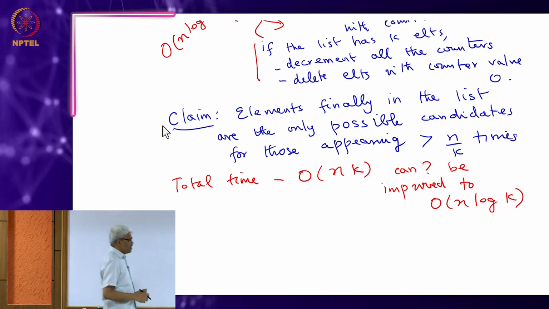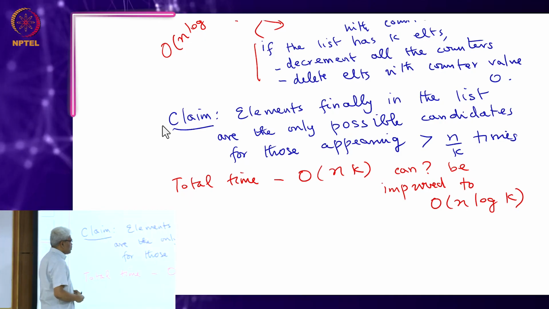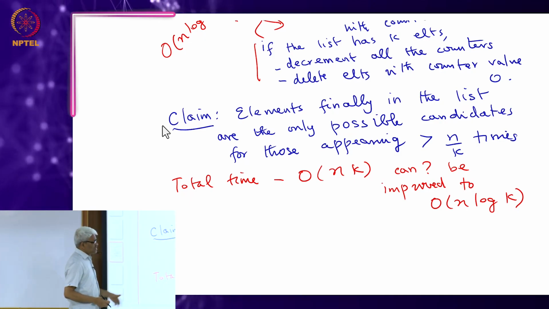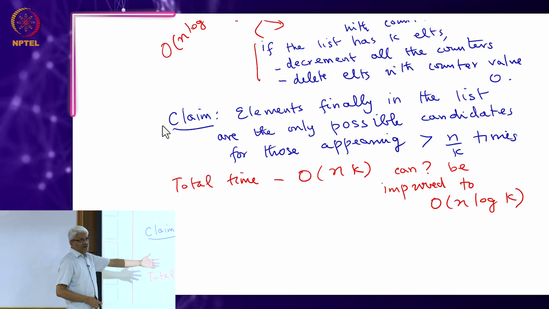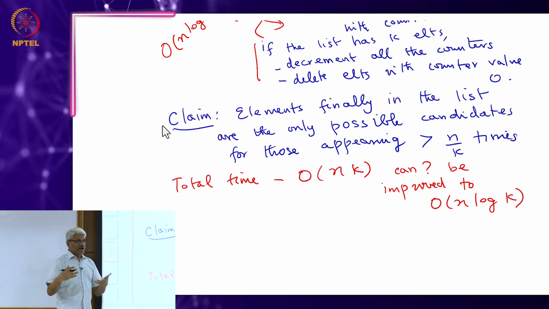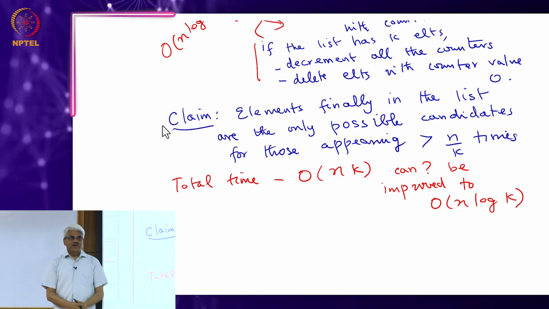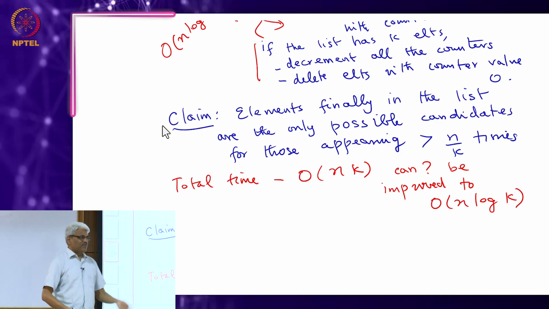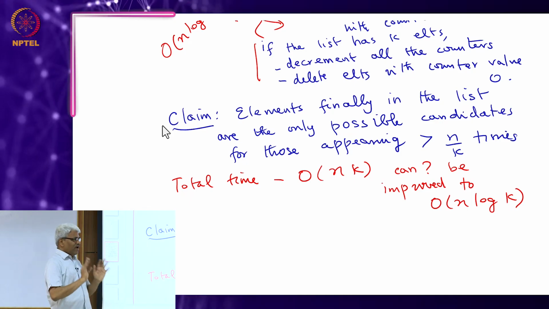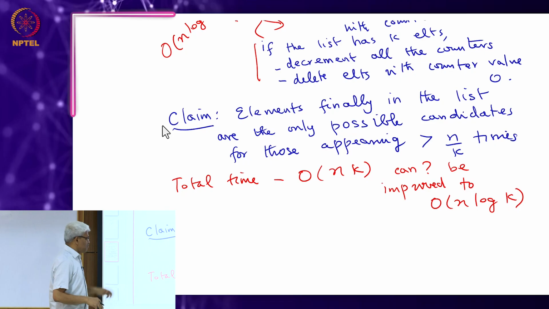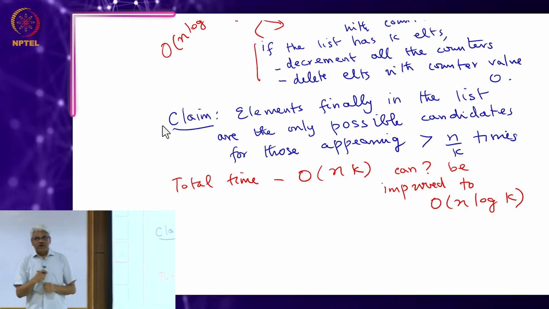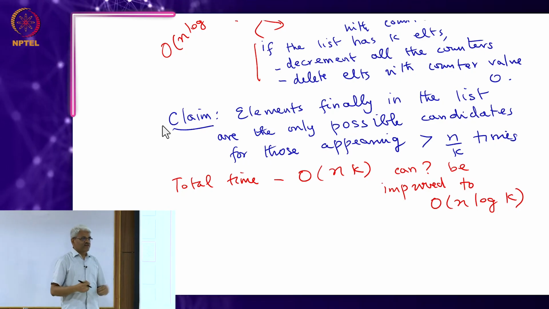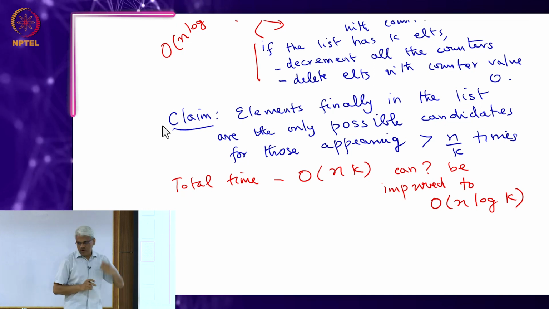But this is not going to be so important for us. K is going to be 3 or 4 or 5 in real world practice, because I want to know which are the elements that have appeared more than n by 10 times. So k is a small constant. Even nk I may be willing to live with, but as a good programming or algorithmic exercise, think about whether you can do it in n log k time.